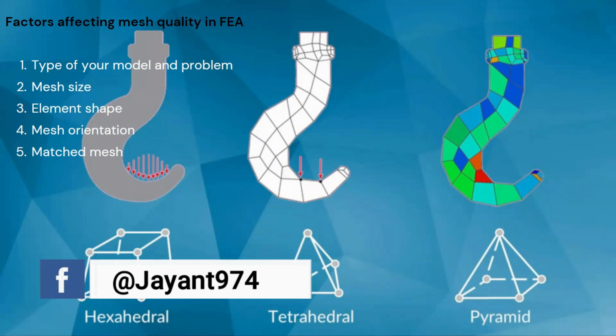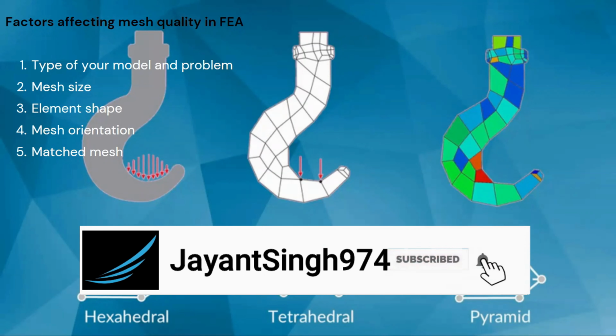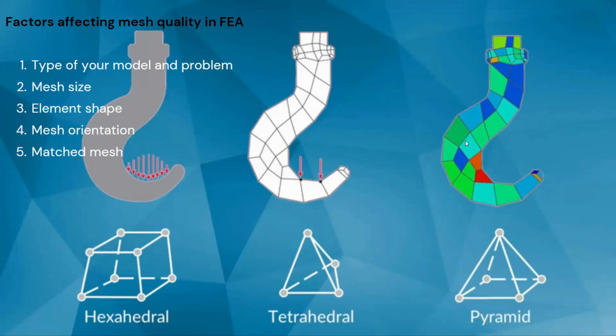Now, factors affecting mesh quality in FEA. The first one is the type of your model and problem. What kind of problem are we dealing with, maybe CFD, thermal, structural, or non-linear? So mesh quality depends upon your model and problem. Then mesh size: how much refinement you're looking for. Then element shape: is it quadrilateral, hexahedral, or triangular? Fourth is mesh orientation and match mesh, whether our meshing is matched or not. These are the very important factors on which mesh quality depends in FEA.